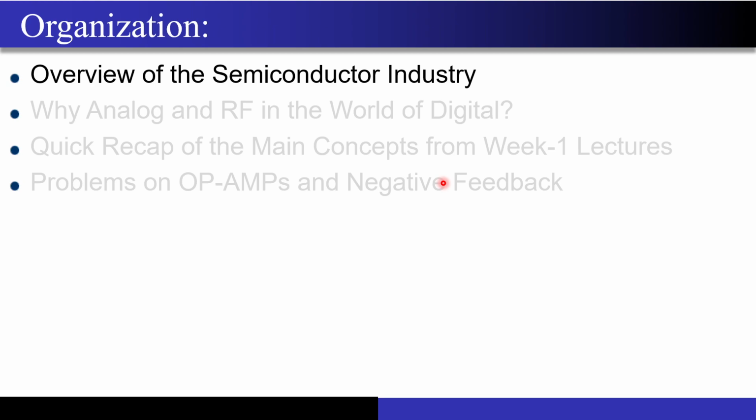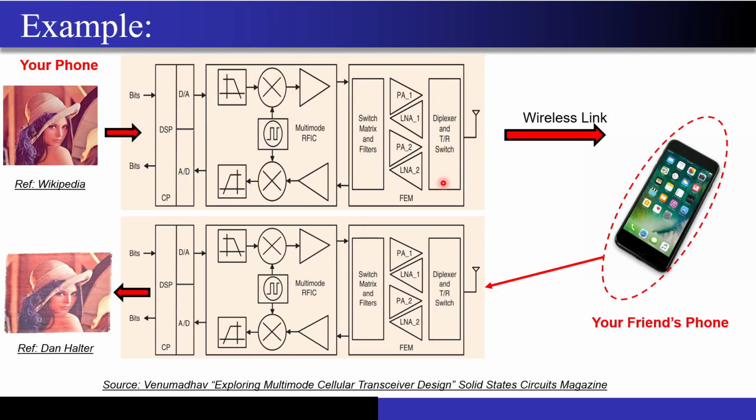Now let's have an overview of the semiconductor industry, but before that, let's take an example and understand what is happening. Let's say this is an image that you have taken on your phone, and now you want to send this image wirelessly to your friend's phone. First of all, this is an RGB image, as you may study in the digital image processing course in your third or fourth year. It will be converted into bits. Those bits we need to convert into analog form again, using a digital to analog converter.